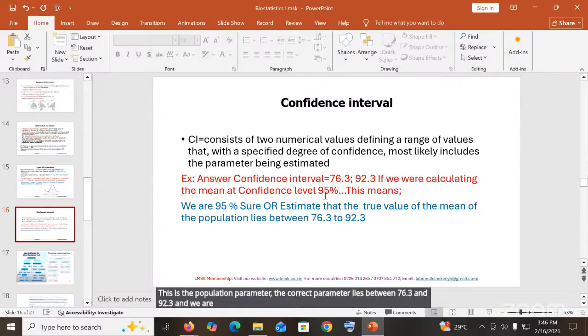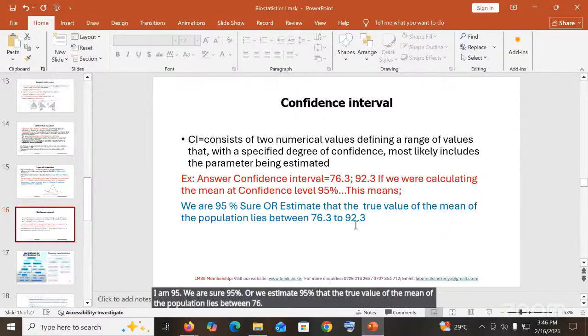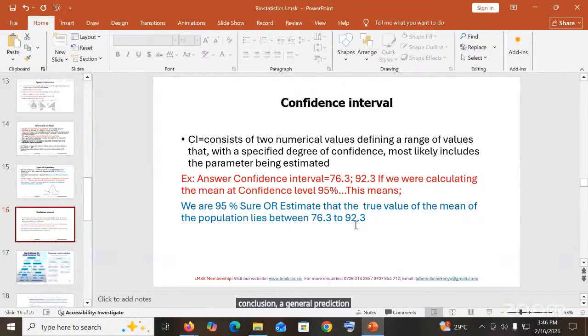So we have the confidence interval and the confidence level. Confidence level means we assure 95%, or we estimate 95%, that the true value of the mean of the population lies between 76.3 to 92.3. Now, that one you'll be giving an inference, a general conclusion, a general prediction of where the true value lies, and you are 95% sure.